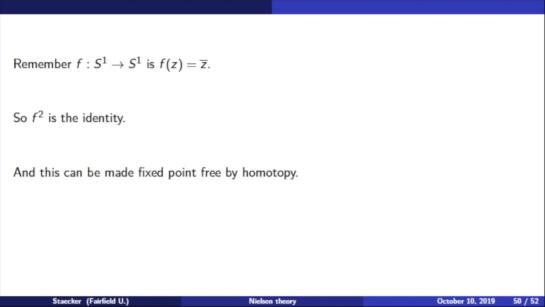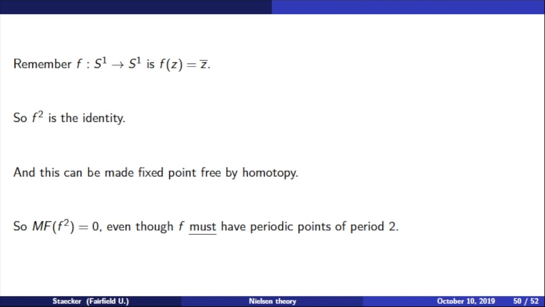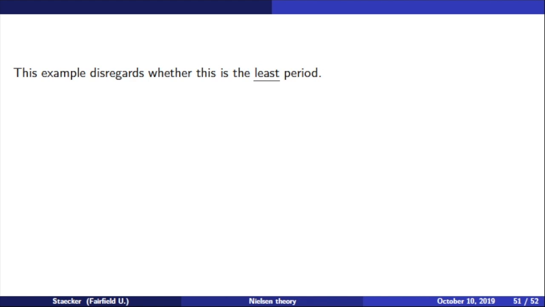This is strange, though, if you remember what we just said before. This means the minimum number for f squared is 0, even though I already said f must have periodic points of period 2, because it has fixed points. It has 2 fixed points. Even if you change f by a homotopy, it must have 2 periodic points of period 2, even though it is possible to remove all the fixed points of the second iteration. This is strange. What I've just been saying disregards whether this is the least period. Usually when people talk about periodic points, they talk about the least period as opposed to any other periods.